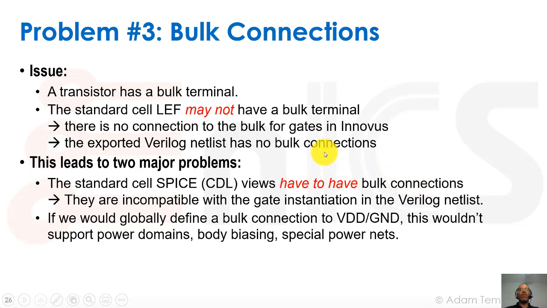You can't have a Verilog netlist that has a Verilog module instantiation with a different number of ports than the CDL representation. If we globally define a bulk connection to VDD and ground, this wouldn't support power domains, body biasing, special power nets, etc. This is a really hard thing, and it was very common in older designs. It may be solved in a lot of the newer standard cell libraries.